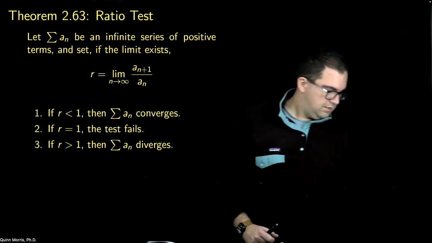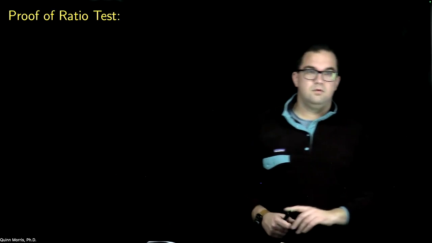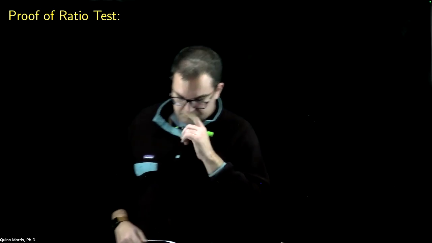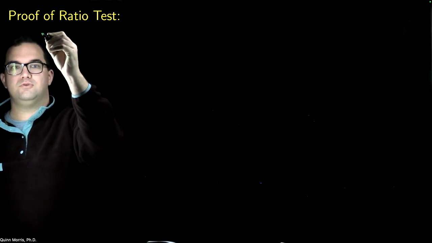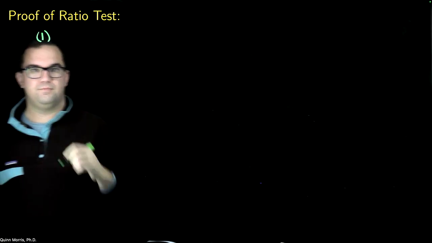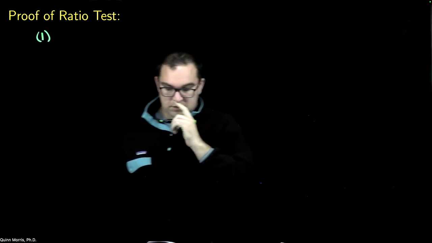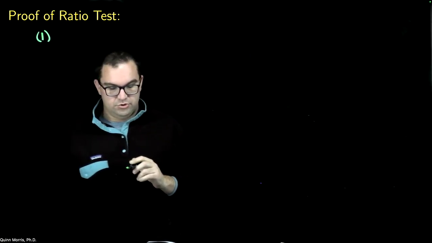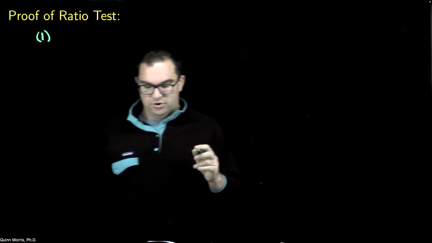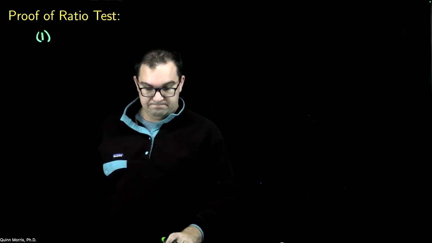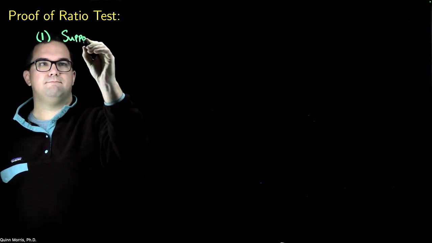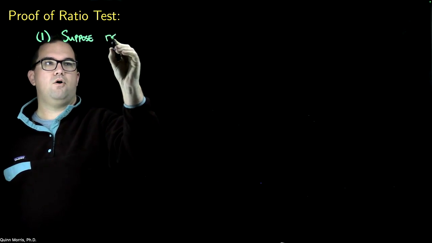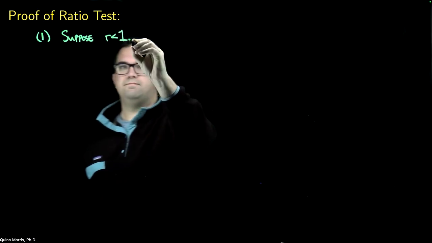So let's prove the ratio test. Again, we have three parts. We're going to do most of our work here in the first part. In the first part, we're going to assume that R, that limit value, is strictly less than 1. So suppose R is strictly less than 1.